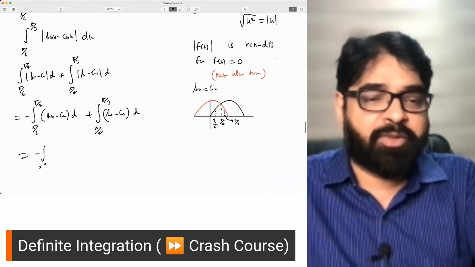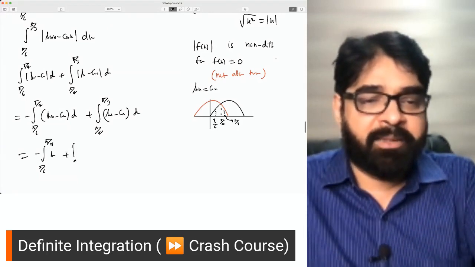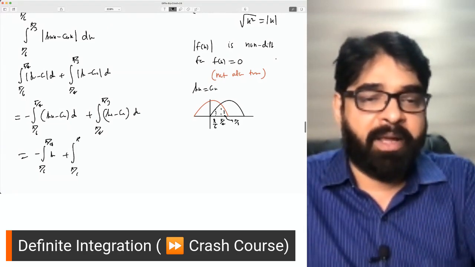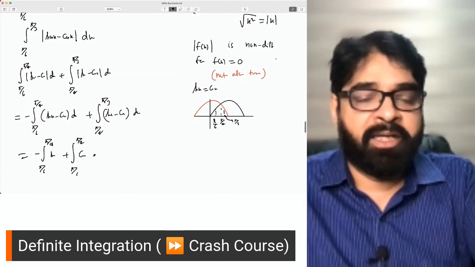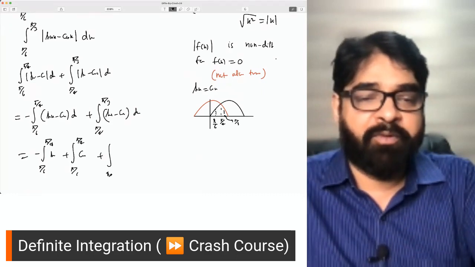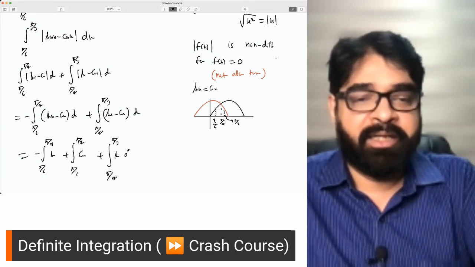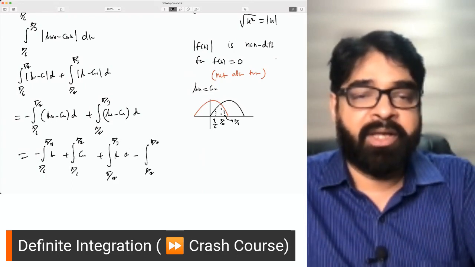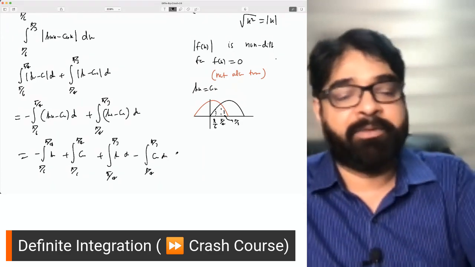Bhai, this will become what? Minus integral pi by 6 to pi by 4 of sin x, plus integral pi by 6 to pi by 4 of cos x, plus integral pi by 4 to pi by 3 of sin x dx, minus integral pi by 4 to pi by 3 of cos x dx. After that, you can solve.